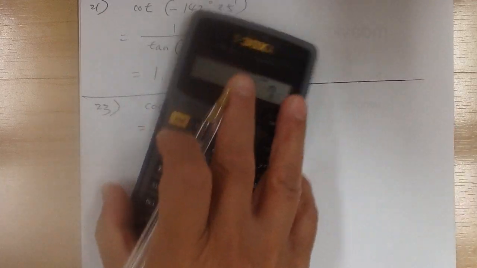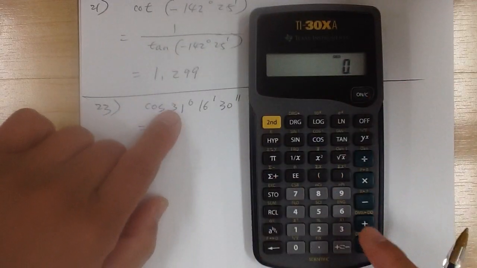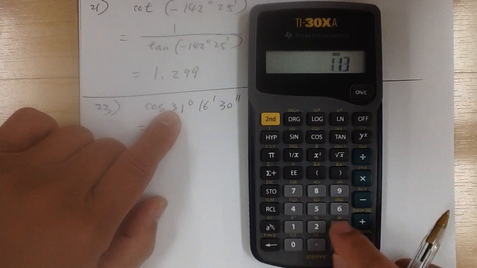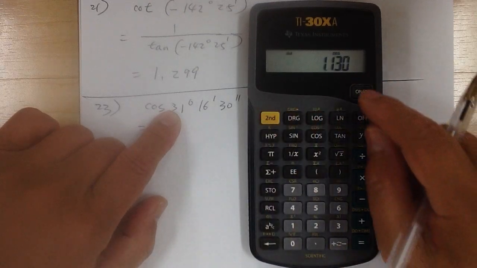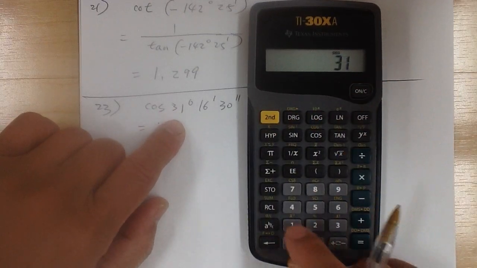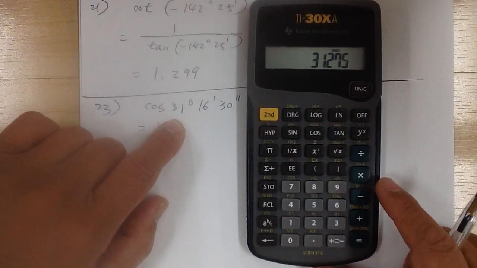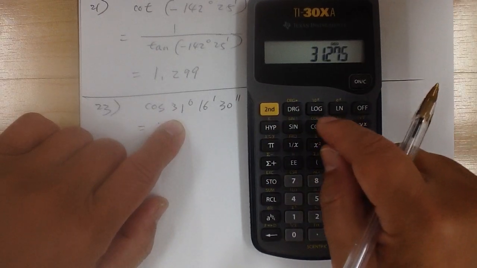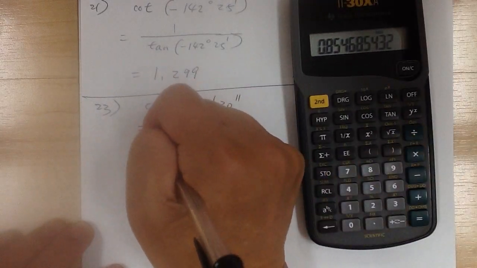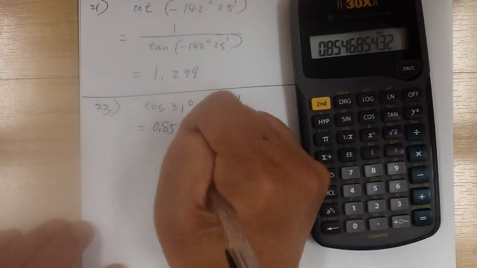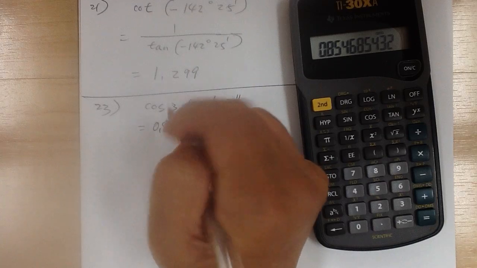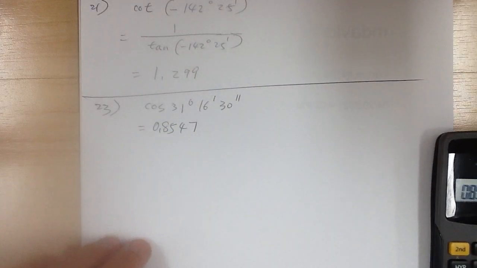So, 31.1630. And then cosine of that, 0.8547. Okay, let's go to the next one.